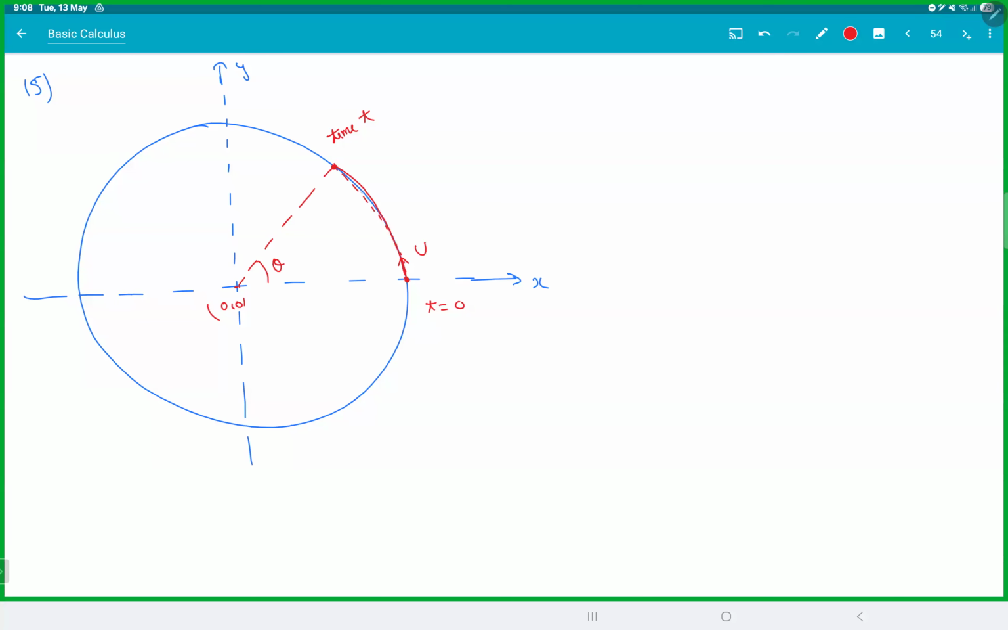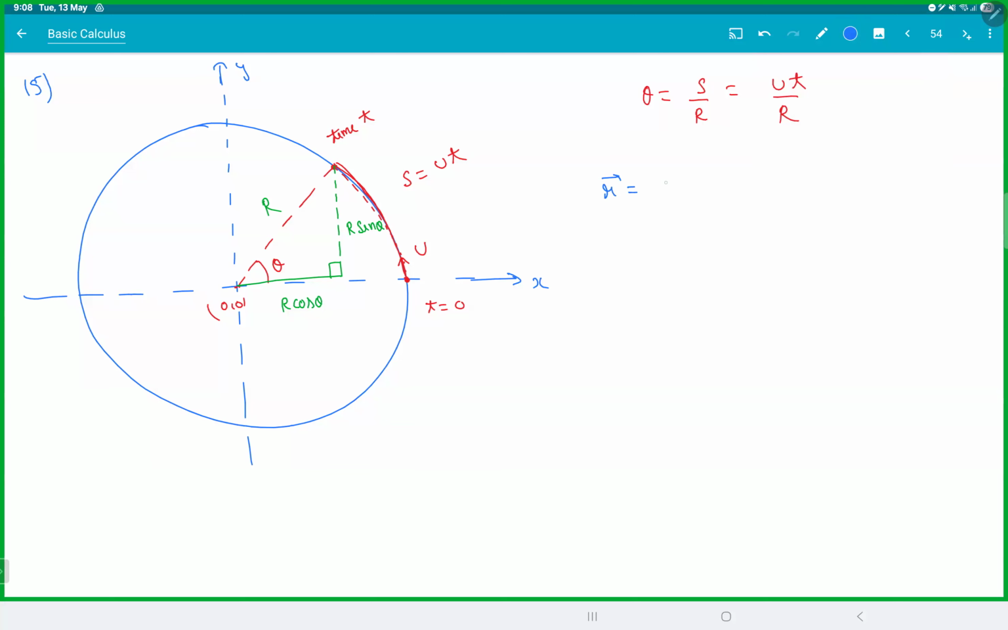What is this length, everyone? R theta, no, theta you don't know. That is the distance, right? That is u into t. Agreed? Speed into time will give you the distance. So what is theta? Arc length by radius, which is ut by r. Now the angle is found. Once I know the angle, I can just drop a perpendicular. This will be r, this will be r cos theta, and this will be r sin theta. I got the coordinates.